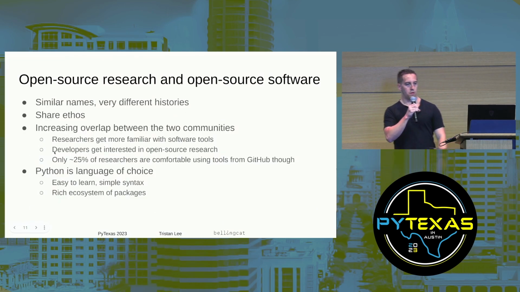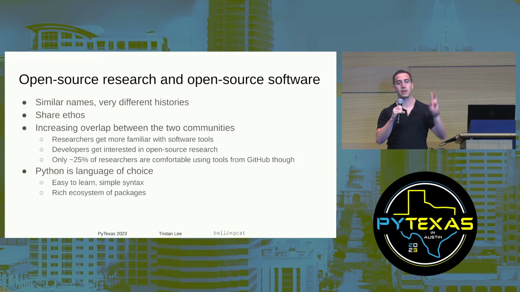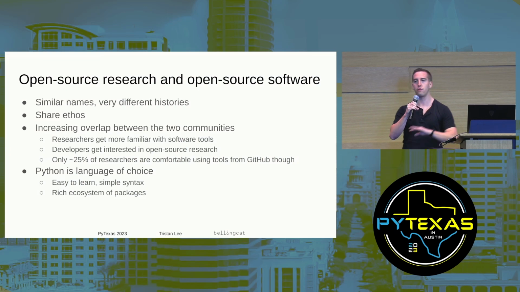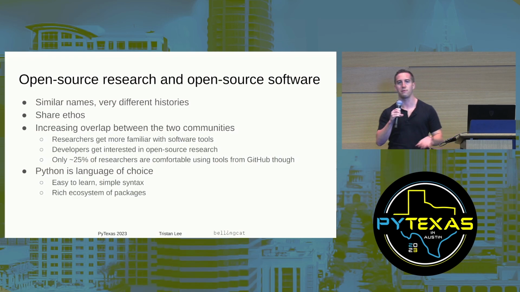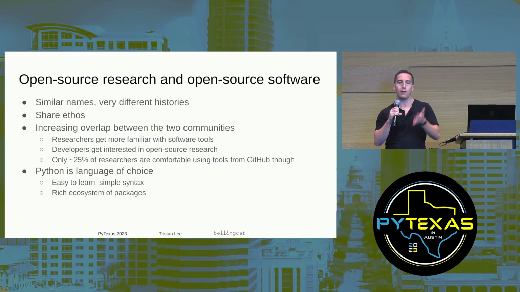So a common source of confusion is the similarity of the terms open source research and open source software. I intentionally use the term digital investigation in my talk to avoid confusing you all, because I assume most of you are familiar with open source in the context of software, not research. And though the two terms sound similar, they have very different origins. The term open source intelligence, OSINT, really originated in the US and British intelligence communities as a catch-all term for non-classified sources of information.